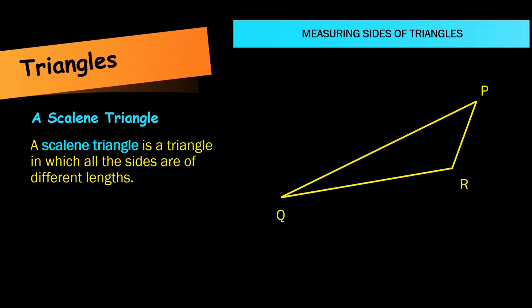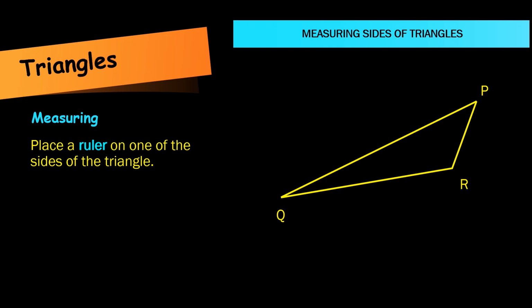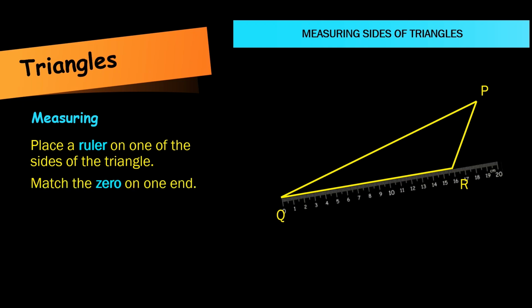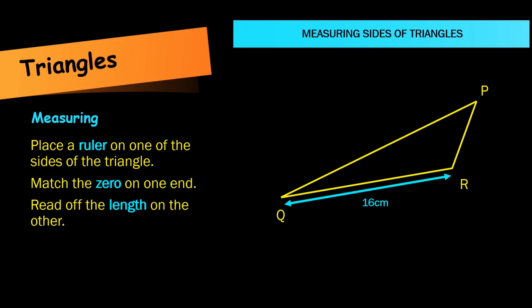or picture here. In order to measure the sides of this triangle, we place a ruler on one of the sides of the triangle, as shown here. We need to match the 0 on one end, like so, and then read off the length on the other, like so. So notice that this second arrow is pointing towards the number 16. Therefore, this length is 16 centimeters.